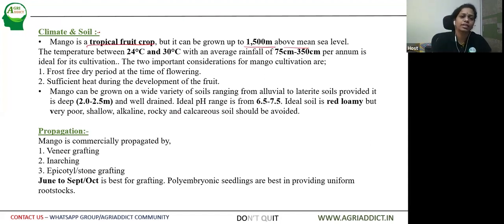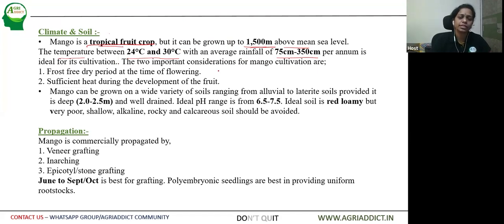So coming to the soil and climate of mango production, basically mango is a tropical fruit crop. We all know that fruits can be divided into three different categories. Mango can be grown up to a height of 1500 meters above mean sea level. The temperature requirement is around 24 to 30 degrees centigrade, with an annual rainfall of 75 to 350 centimeters per annum, which is ideal for its cultivation.